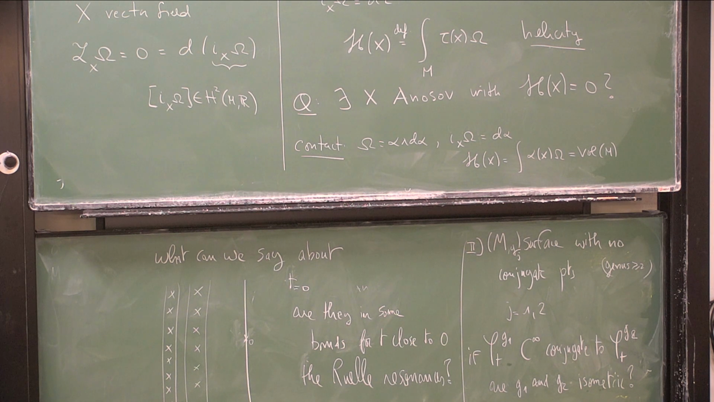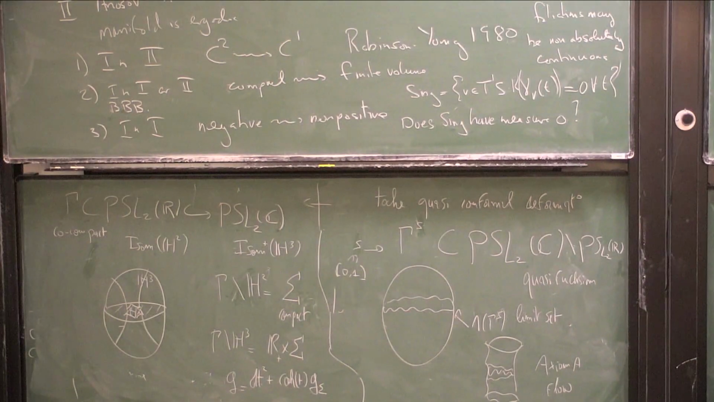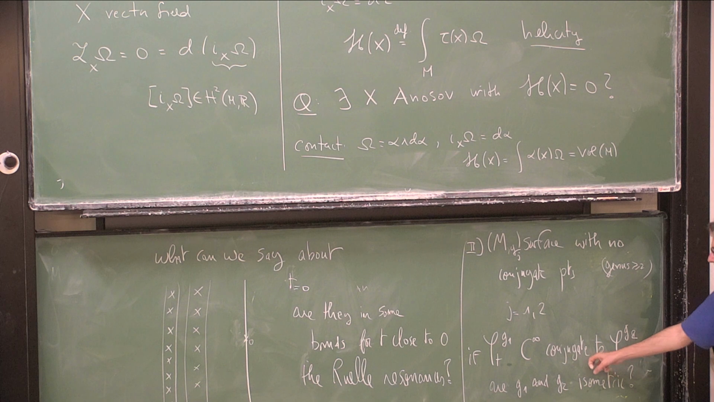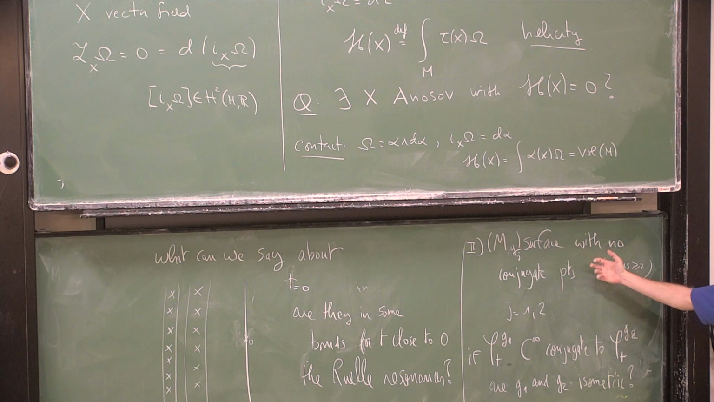And is it known if they have negative curvature? Yes, in negative curvature, this was proved by Otal. And what I will explain tomorrow is that it's true if they are Anosov.